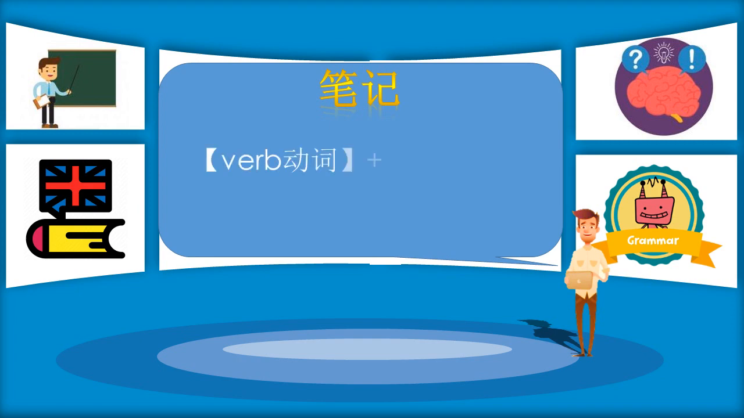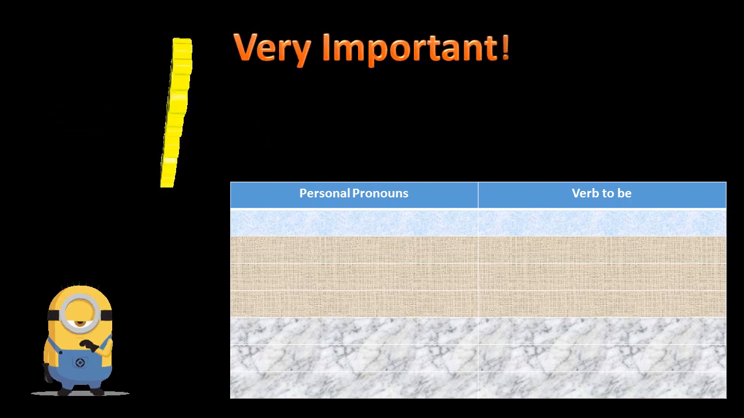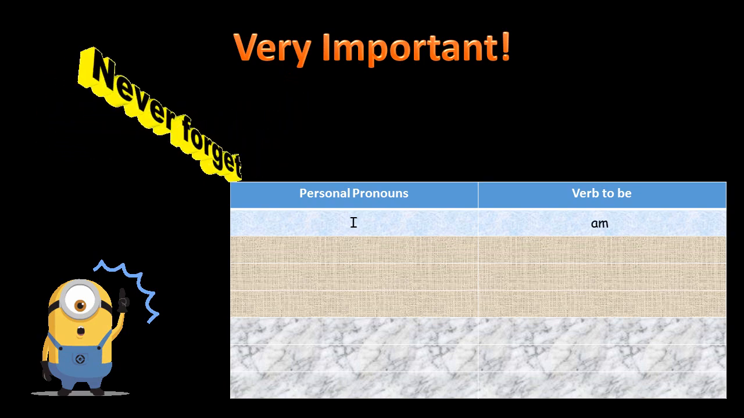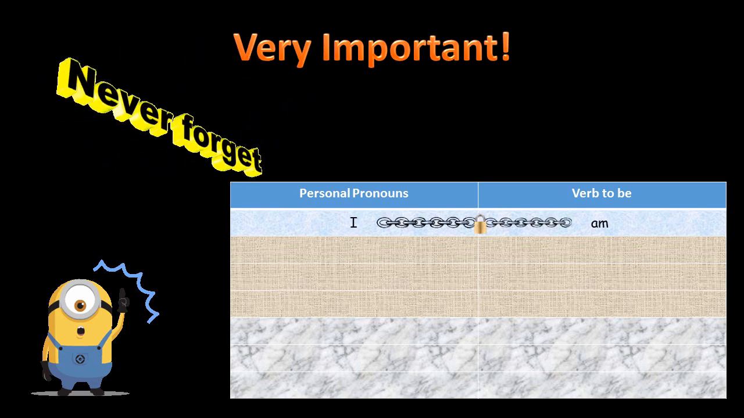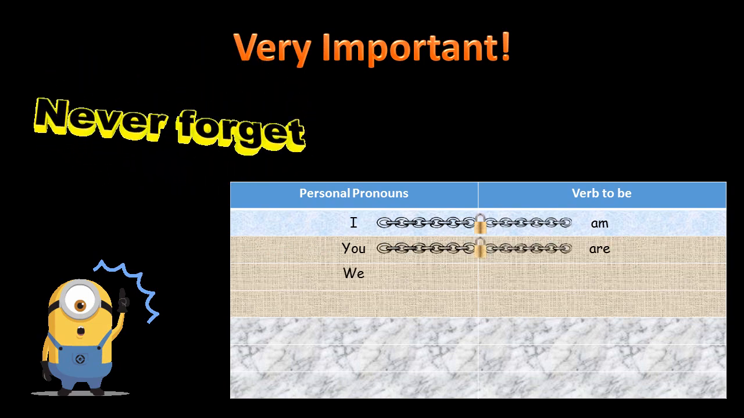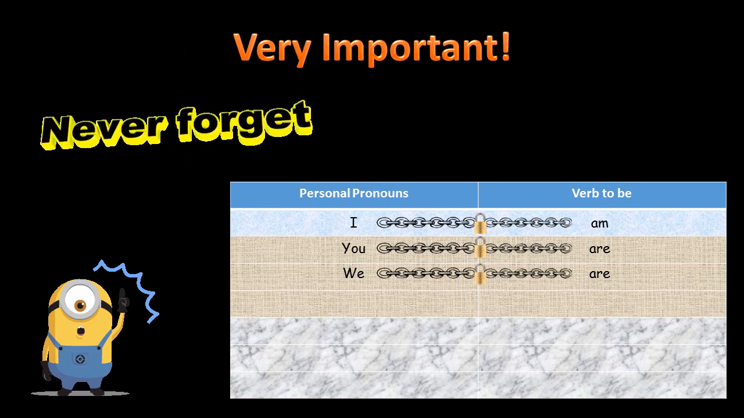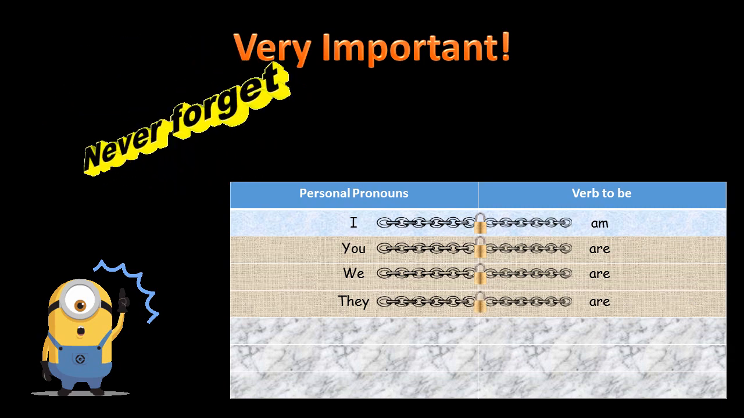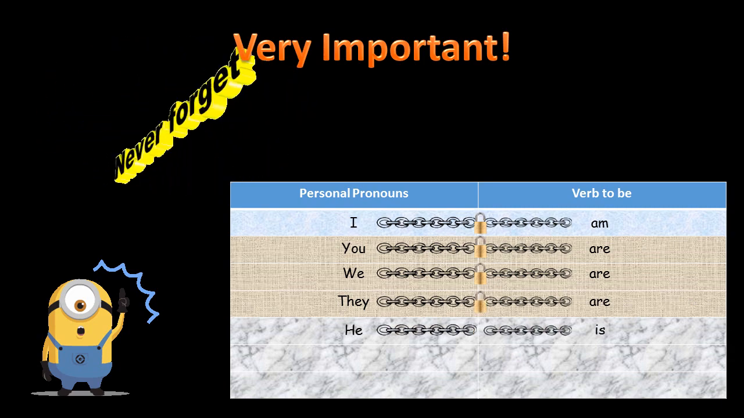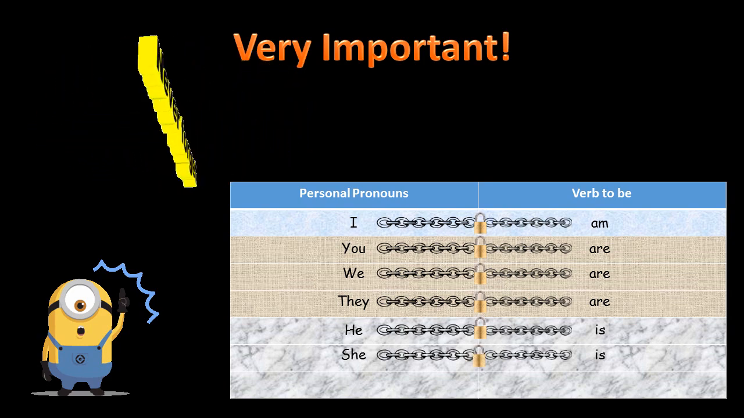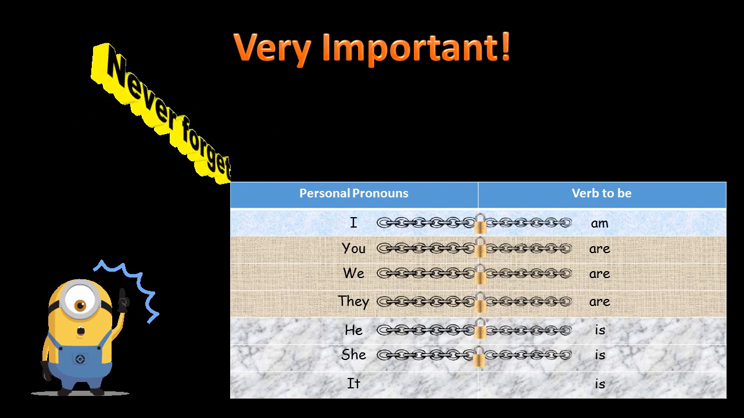Verb. 动词加上ing就是正在。这个很重要，同学们不可以忘记哦。我们来看 I am 一定是在一起的。I am, You are, We are, They are, He is, She is, It is.